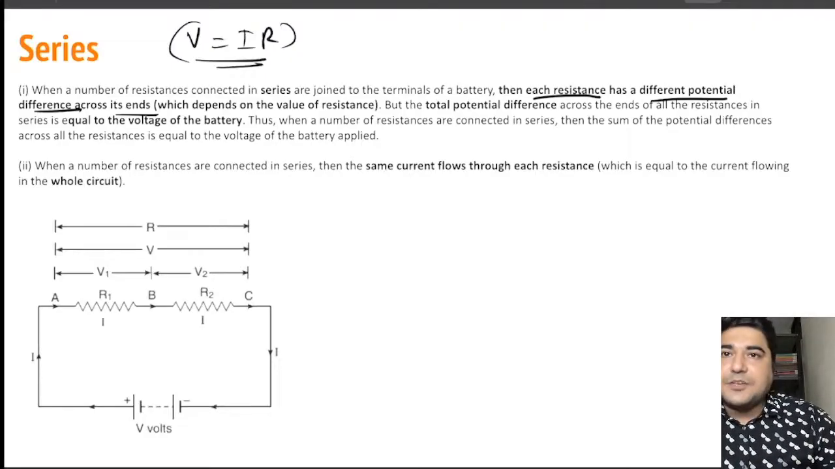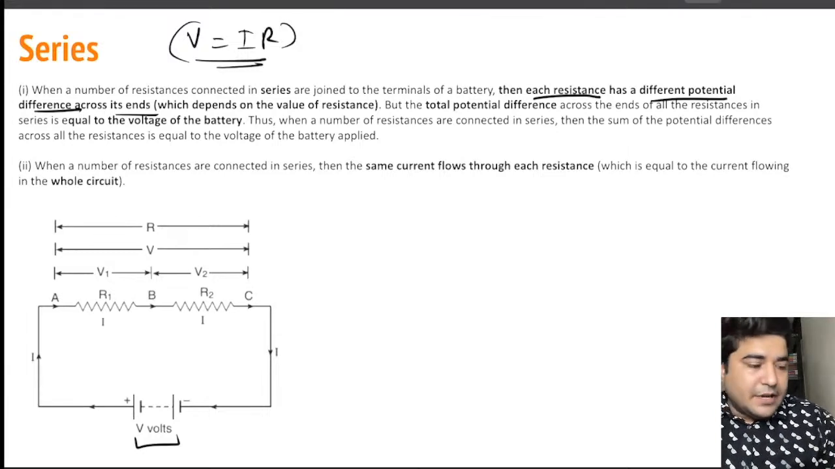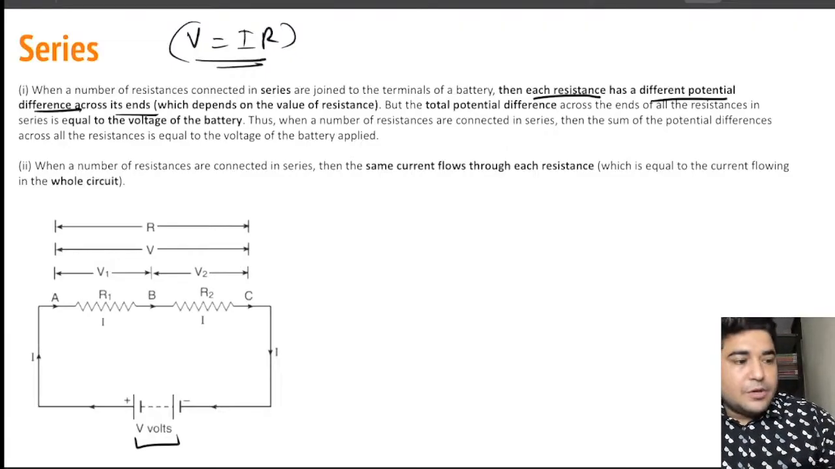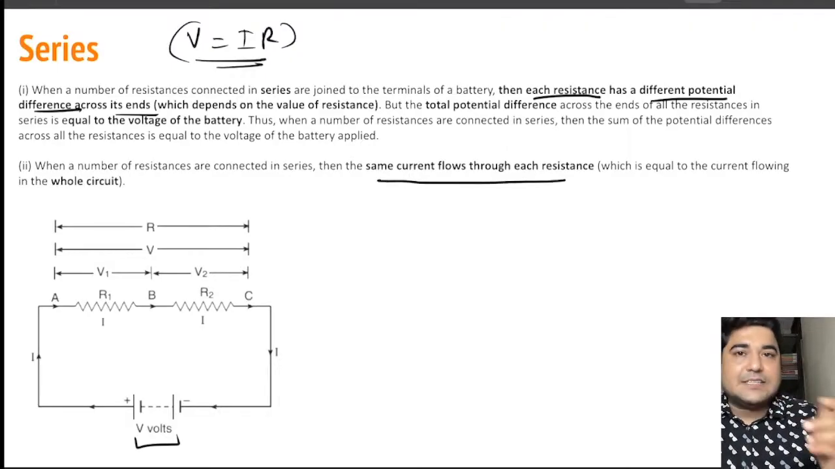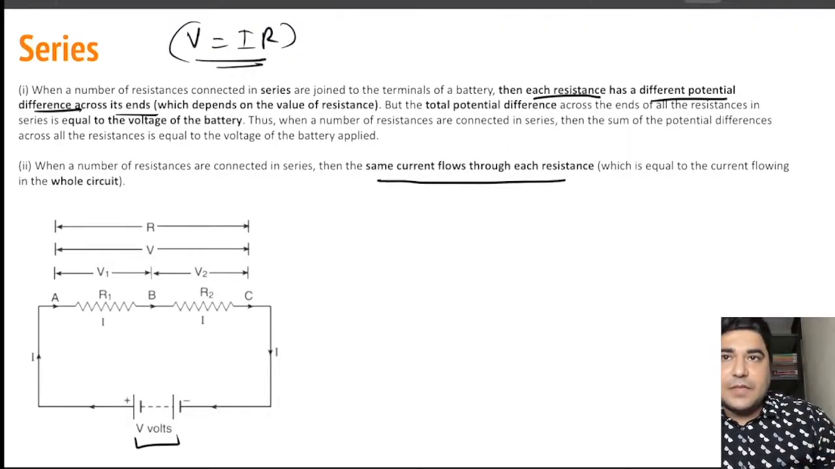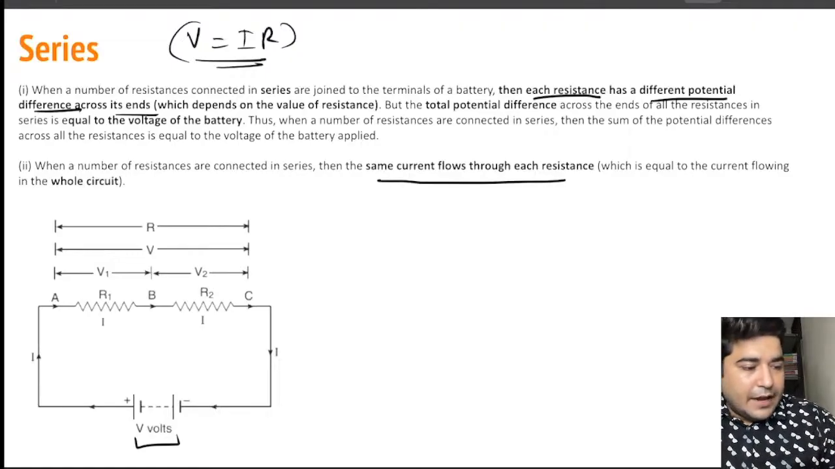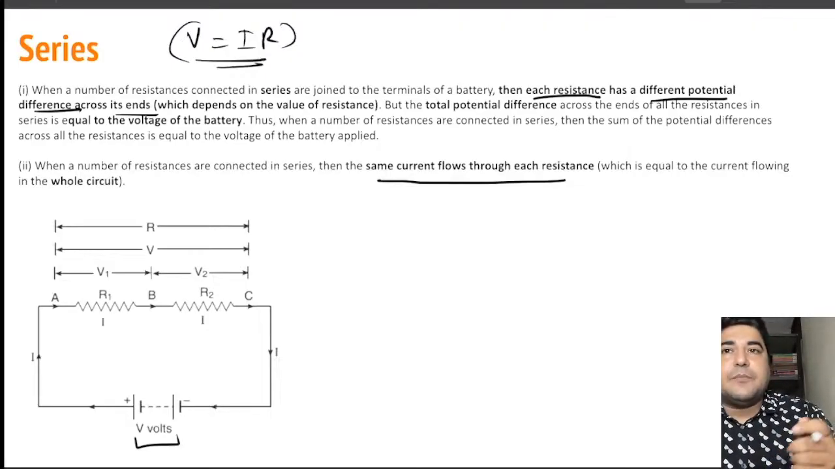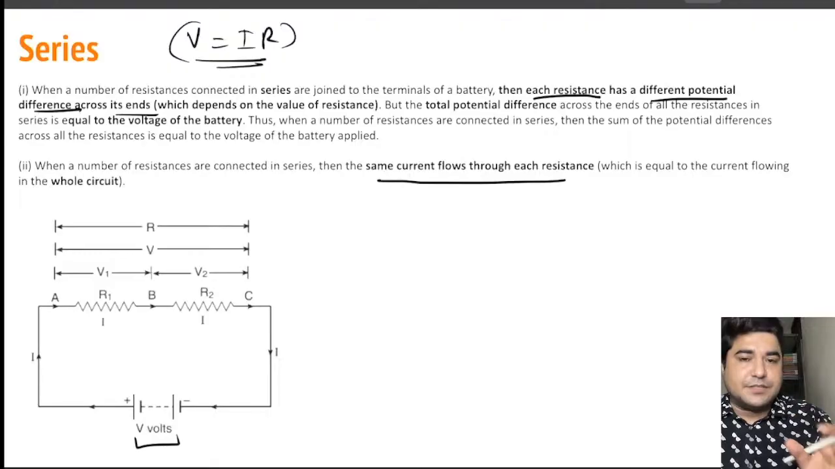This is a very simple circuit. The voltage of the battery is V volts, and the net current is going to be capital I, the net resistance will be capital R, and the net voltage will be capital V, which is the voltage of the battery. So in the R1 resistance, current will be I. Why is it so? Because the same current is flowing through each resistance. This is the property of series connection. And different values of potential difference will come across different values of resistances.